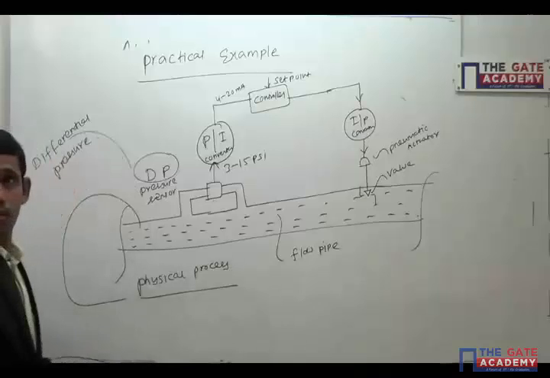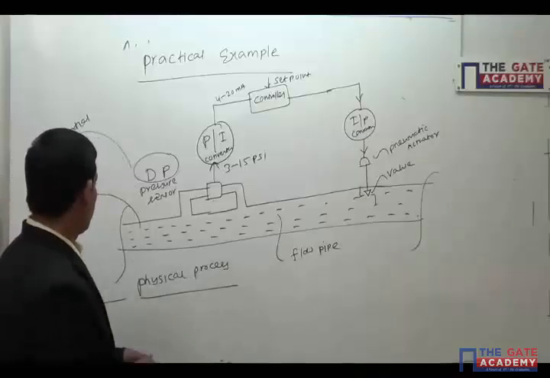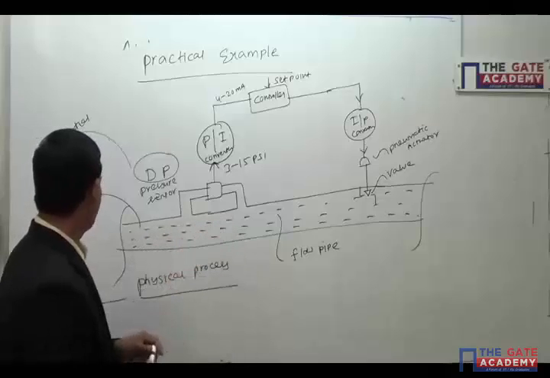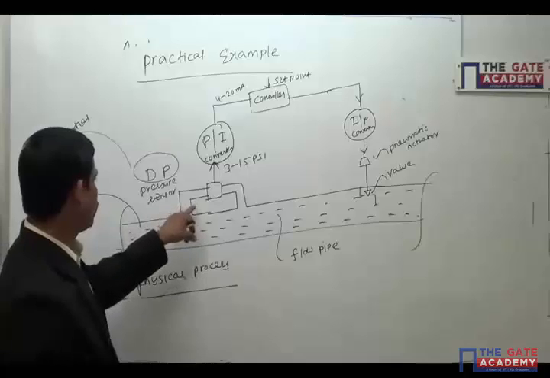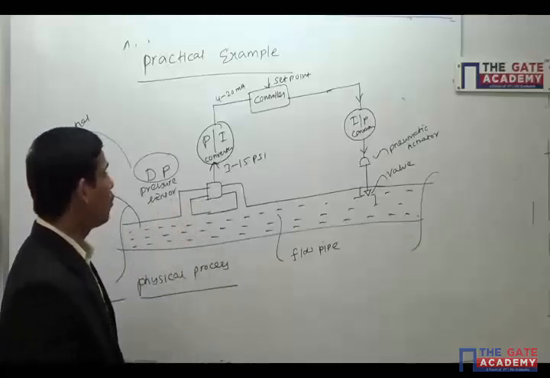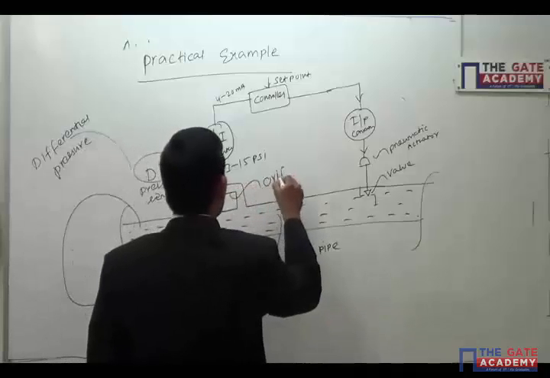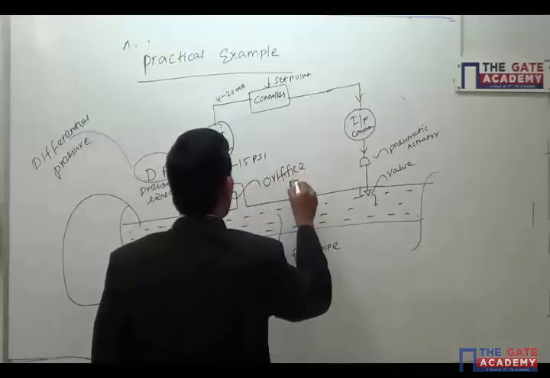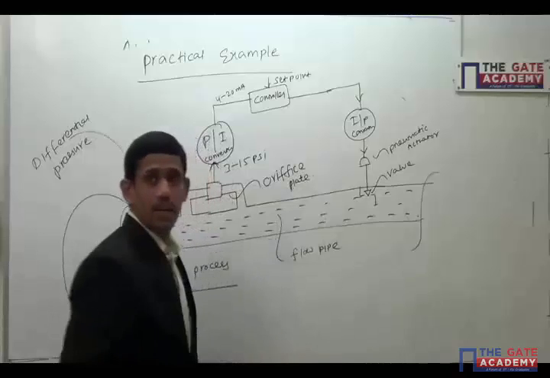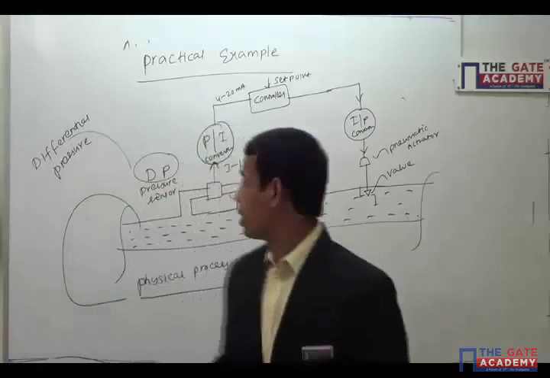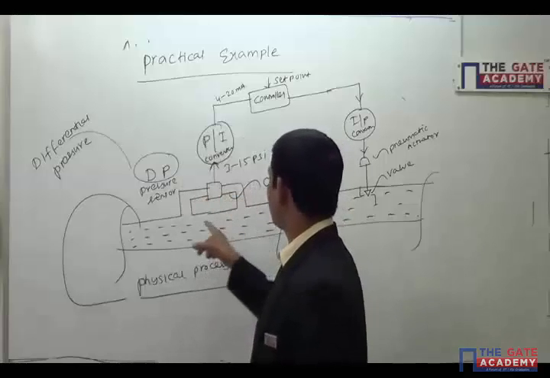See, liquid is passing through a channel pipe. I want to control the flow rate. So this is basically an orifice plate, because first I have to measure that parameter. I am measuring that parameter through the orifice plate.